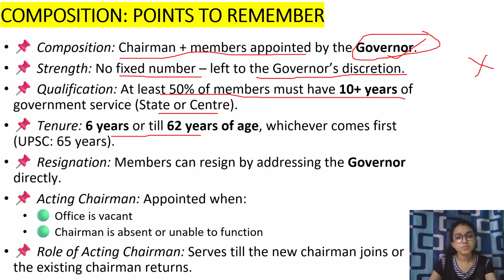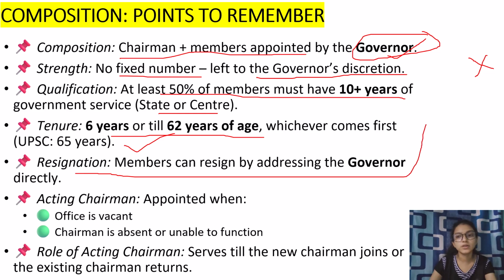Tenure: 6 years or up till 62 years of age, whichever comes first. For UPSC, it is 65 years. So it talks about tenure and resignation. Members can resign by addressing the governor directly. So as I said, the governor holds all responsibility and powers regarding its composition and also for the resignation of the members. Acting chairman is appointed when the office is vacant.